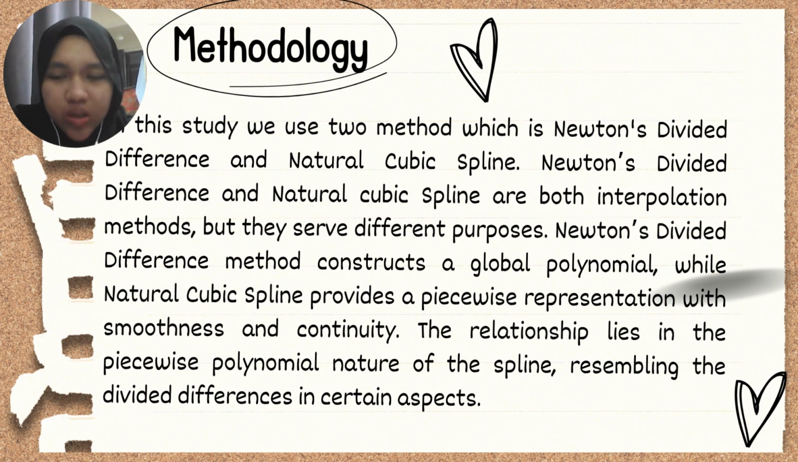Next, for the methodology. In this study, we use two methods, which is Newton divided differences and natural cubic spline. Newton divided differences and natural cubic spline are both interpolation methods, but they serve different purposes. Newton divided difference method constructs a global polynomial, while natural cubic spline provides piecewise representations with smoothness and continuity. The relationship lies in the piecewise polynomial nature of the spline, resembling the divided differences in certain aspects.